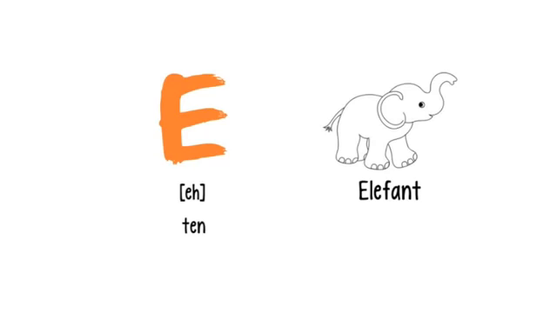Now let's have a look at the letter E, which is pronounced like the E in the word ten. The German word with the letter E is Elefant, which means elephant.